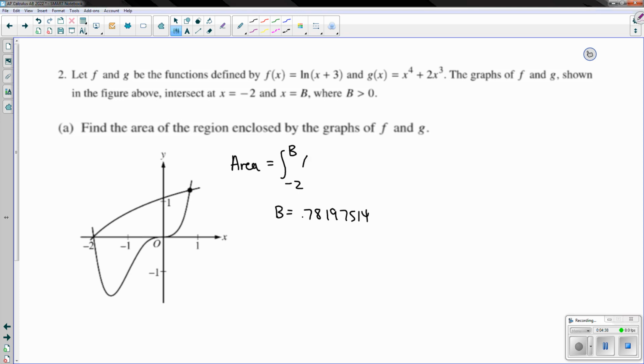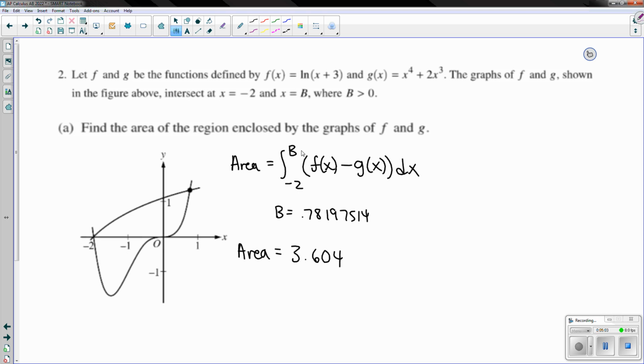So we can say in here, we're going to do f of x minus g of x to show the integral we're computing. We're going to get an area value from this. And in this case, the answer is going to be, when rounded to 3 decimal places, 3.604.